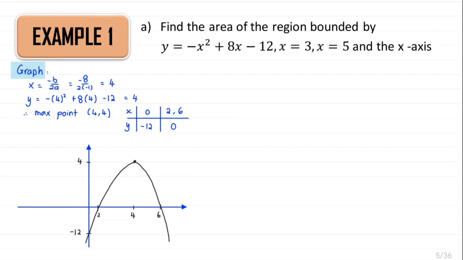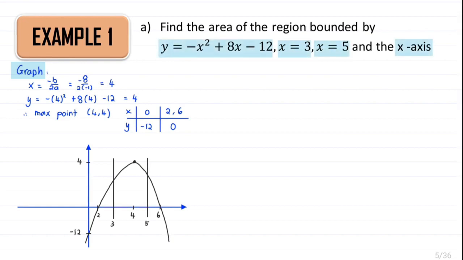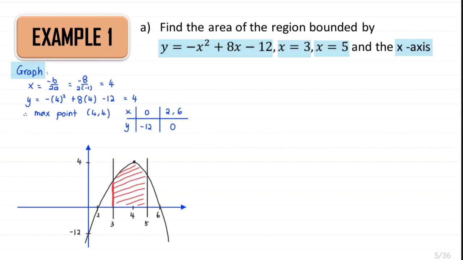And we have line x equals 3 and x equals 5. This one is x equals 3 and this one is x equals 5. Find the area of the region bounded by the quadratic, line x equals 3, line x equals 5, and the x-axis. So the area is bounded here, by line x equals 3, line x equals 5, the curve, and the x-axis.